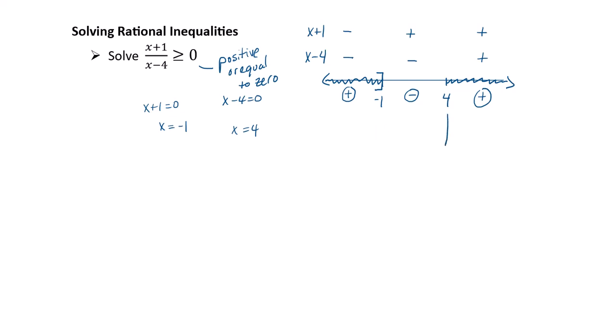Now, let's look at 4. Would we include 4? If I put 4 here, I would get 4 plus 1, which is 5. If I put a 4 here, 4 minus 4 is 0. And 5 divided by 0 is not 0. It's undefined. So I can't include 4 in my solution set. My solution is going to be negative infinity to negative 1, union 4 to positive infinity.